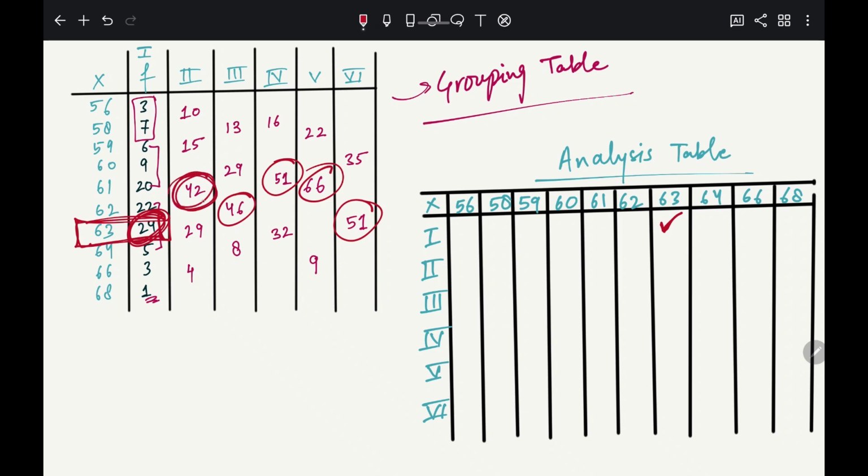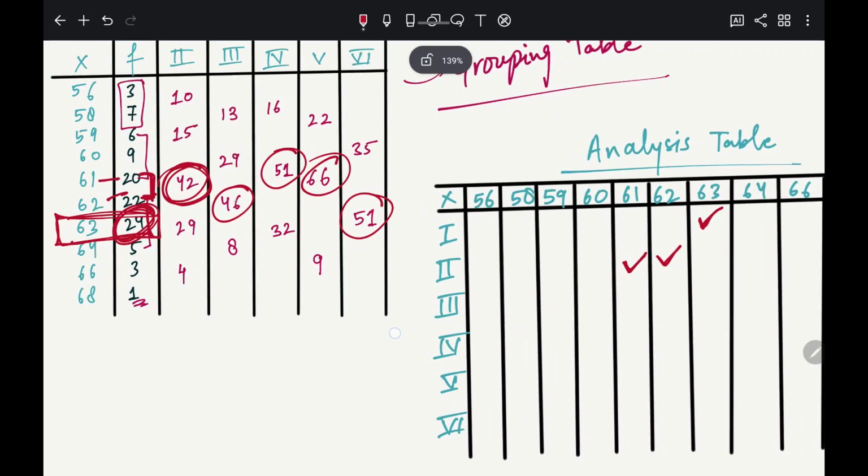The largest frequency is 42. How did we get this 42? We got this 42 by adding these two frequencies. So we will put a mark in front of 61 and 62 in the second column.